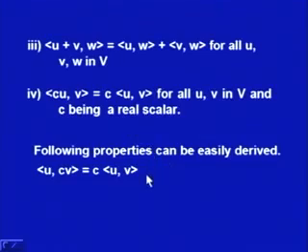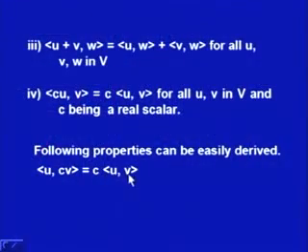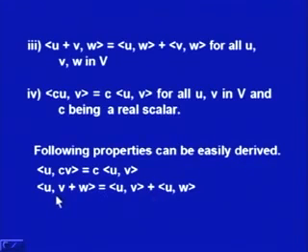On the basis of these four properties, the following properties can easily be derived. That is, ⟨u, cv⟩ is equal to c times the inner product of u, v, because it is symmetric. So ⟨cv, u⟩ is the same as ⟨u, cv⟩, and then c can be taken out. So ⟨u, cv⟩ is equal to c times ⟨u, v⟩. And the next property which can easily be derived is ⟨u, v + w⟩ is equal to ⟨u, v⟩ plus ⟨u, w⟩. Again it is derived from the symmetric property, and then using the third property one can easily arrive at this result.